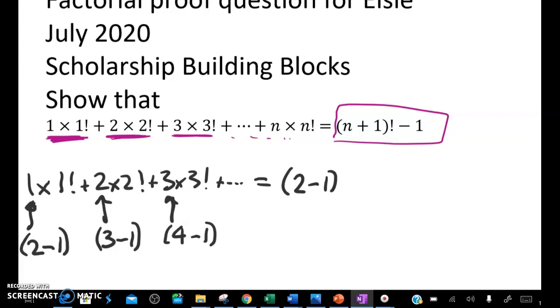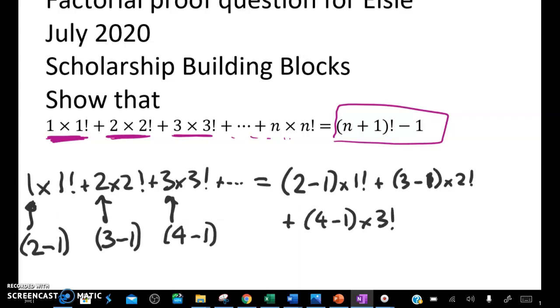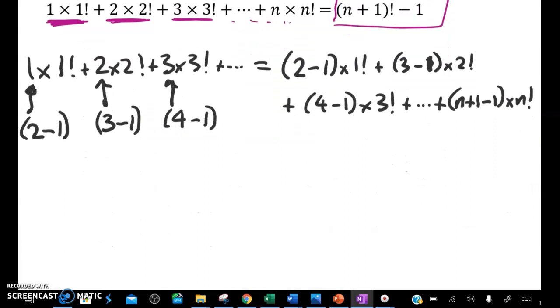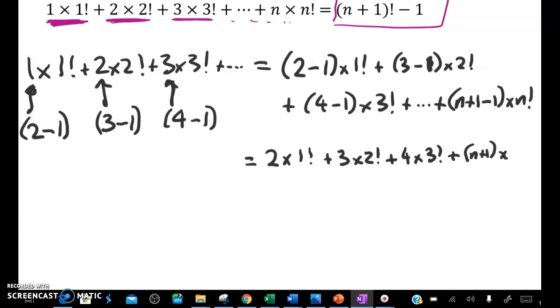So we're going to have 2 take away 1 times 1 factorial plus 3 take away 1 times 2 factorial plus 4 take away 1 times 3 factorial, and then the last term will be plus n plus 1 take away 1 times n factorial. Now we're going to expand some of that out. So we're going to have 2 times 1 factorial plus 3 times 2 factorial, and so on, 4 times 3 factorial, plus n plus 1 times n factorial.